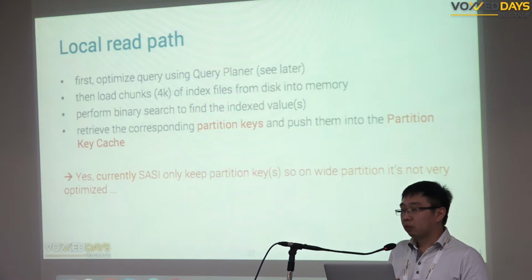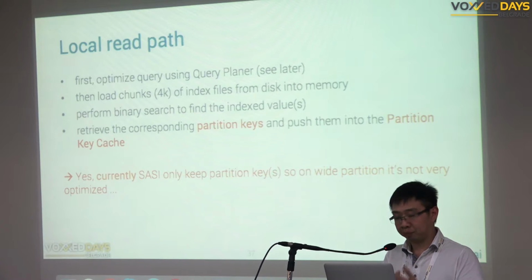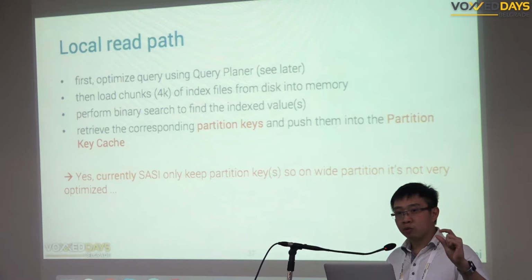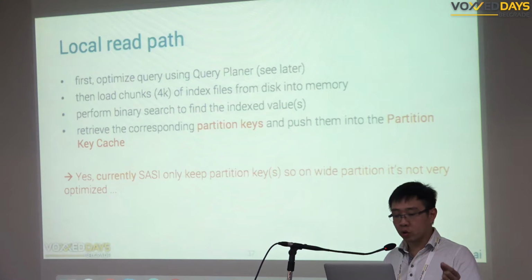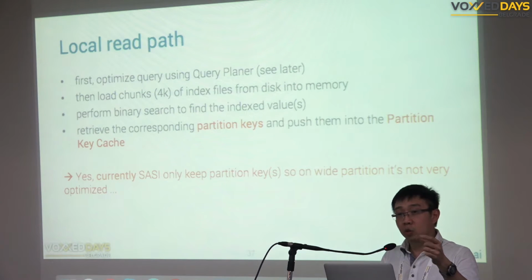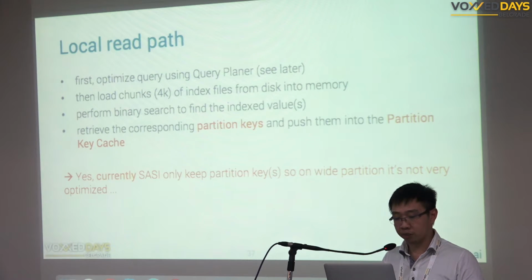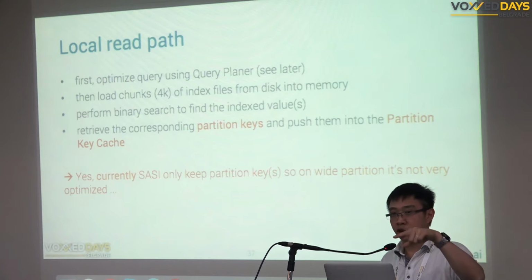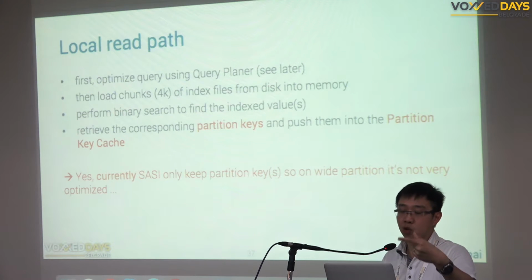Now, how can we use those indexes to reply to the query? Well, first, when you send a query with a where clause, it will be sent to the query planner, which we will see later. Then SASI will load chunks of 4 kilobytes of index data into memory to perform the primary search. In the index file, we are only storing the partition key. We don't store the whole data. We just store the partition key so that we can go back to the original data file from Cassandra and read the actual data.